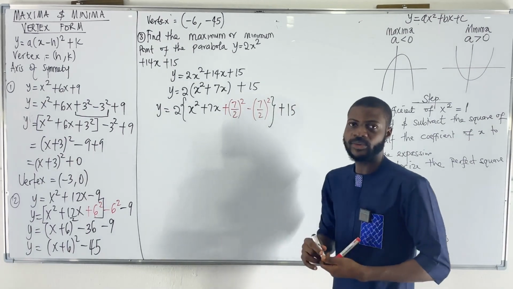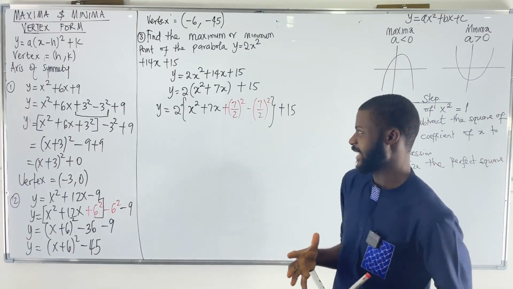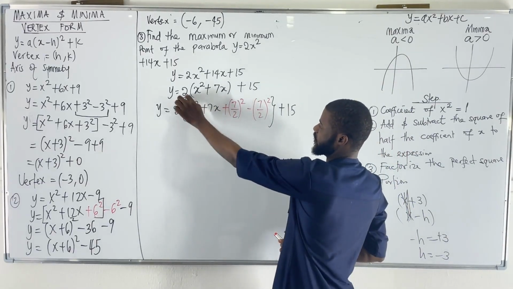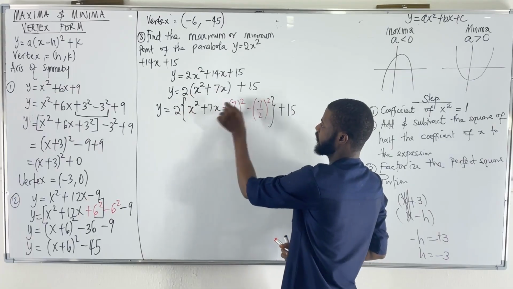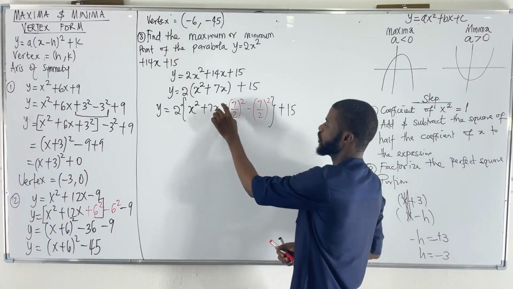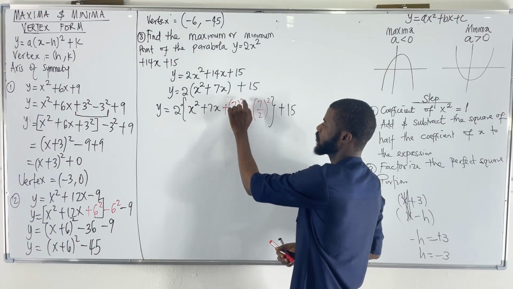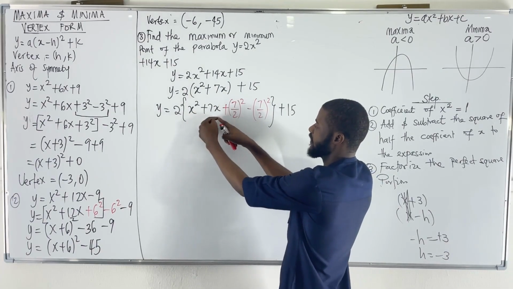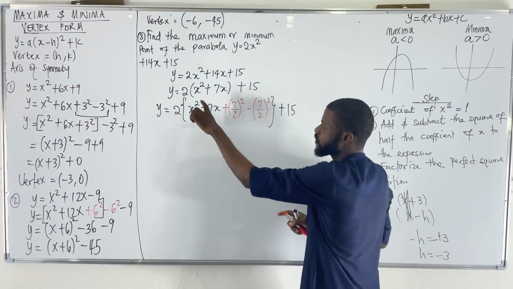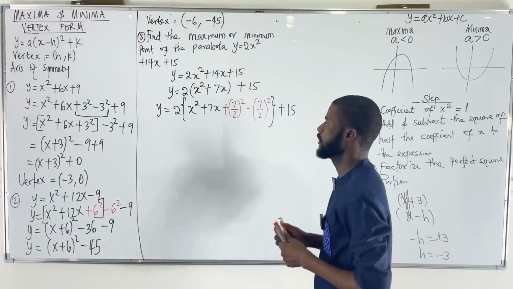Please take note. I know this looks much bigger, but it's actually still easy. Look, this is the 2 here. This is the x squared plus 7x. This is the plus 15. I introduced these ones by myself. So the plus 7 over 2 squared is here to make this expression a perfect square. Then this one here is here to balance up the equation.